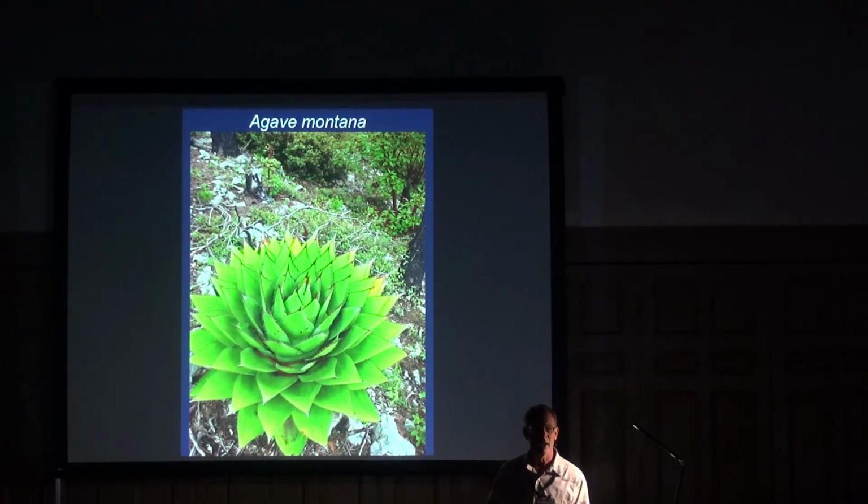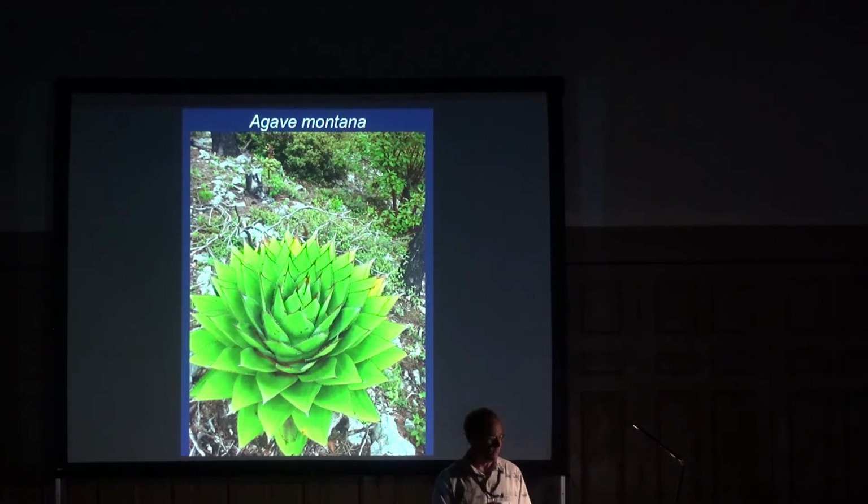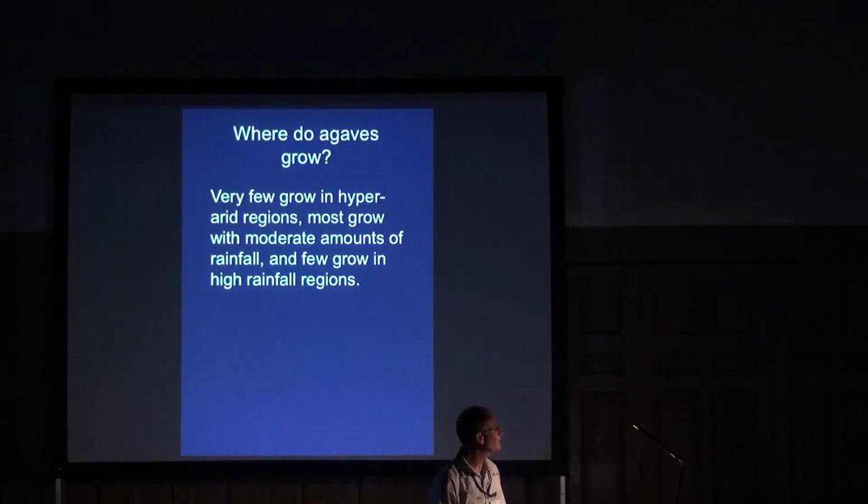Agave montana is one of the high elevation ones. Typically it's found at 3,000 meters or 9,000 feet and above. And it's a very high elevation one. This is always one of my favorite ones to see in habitat.